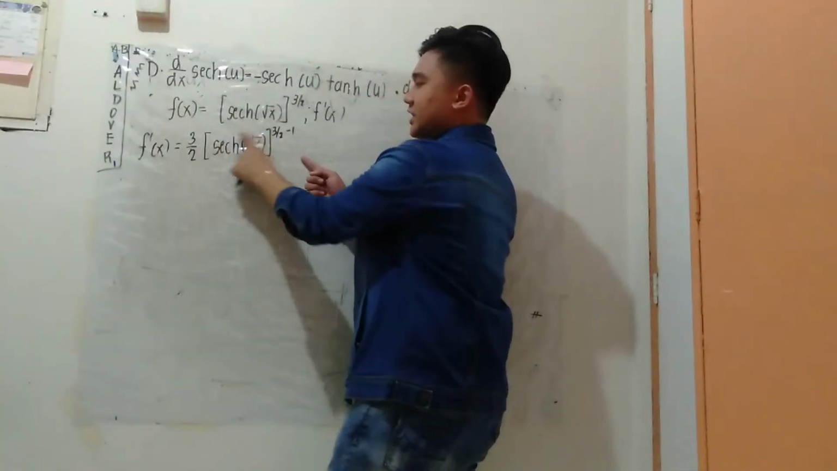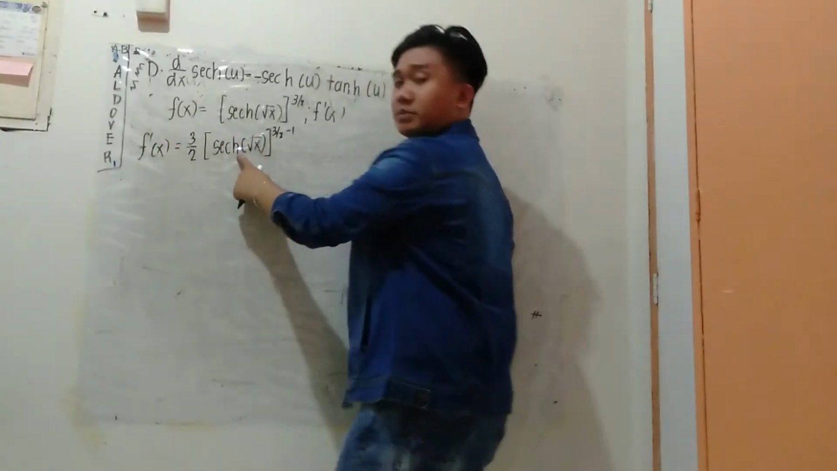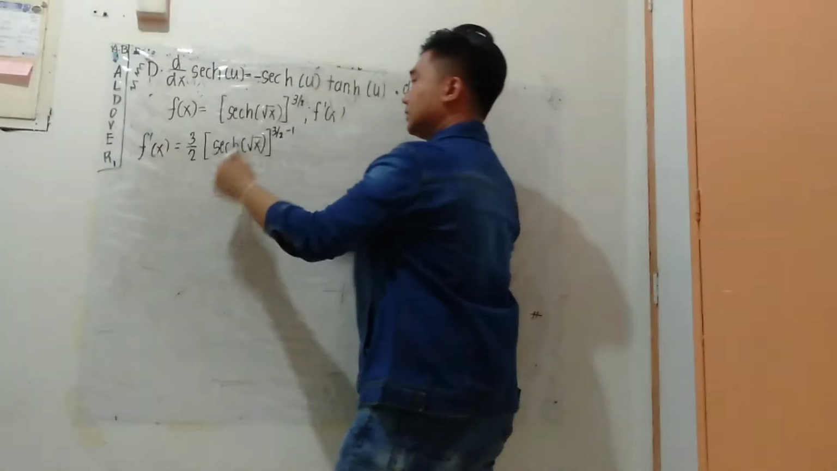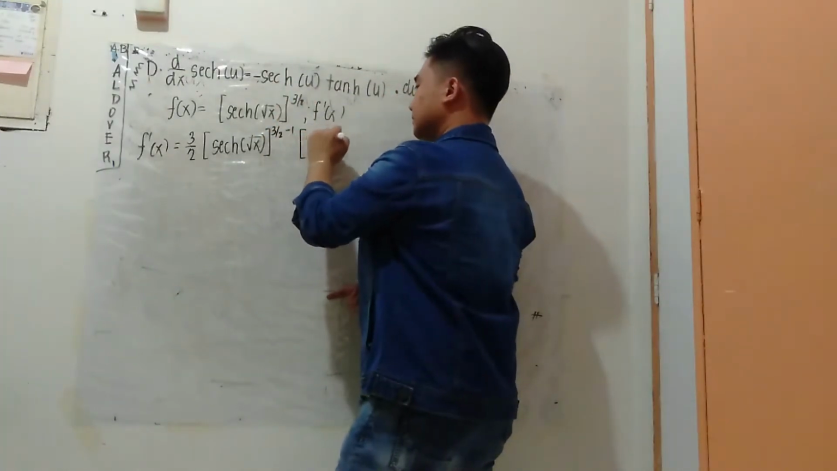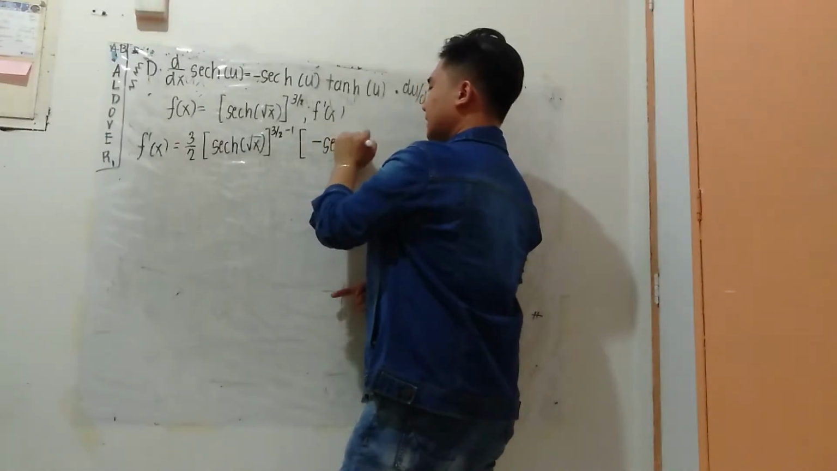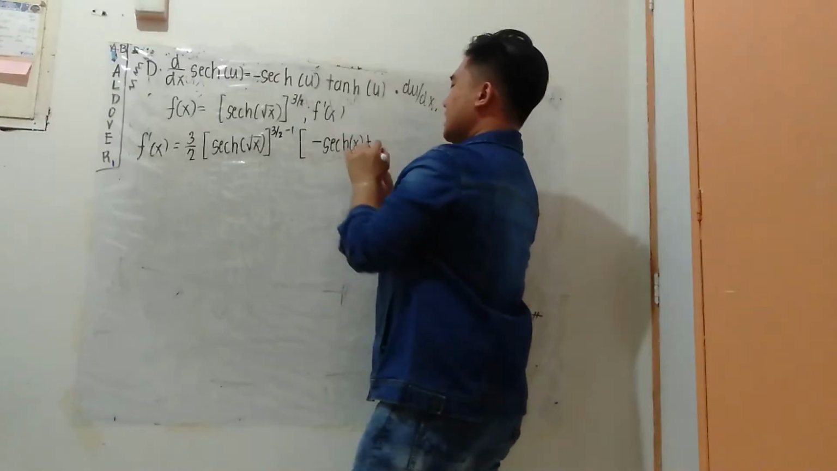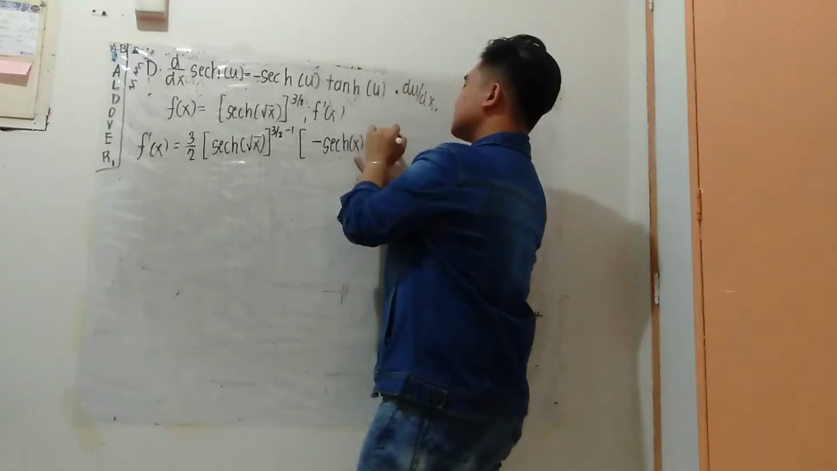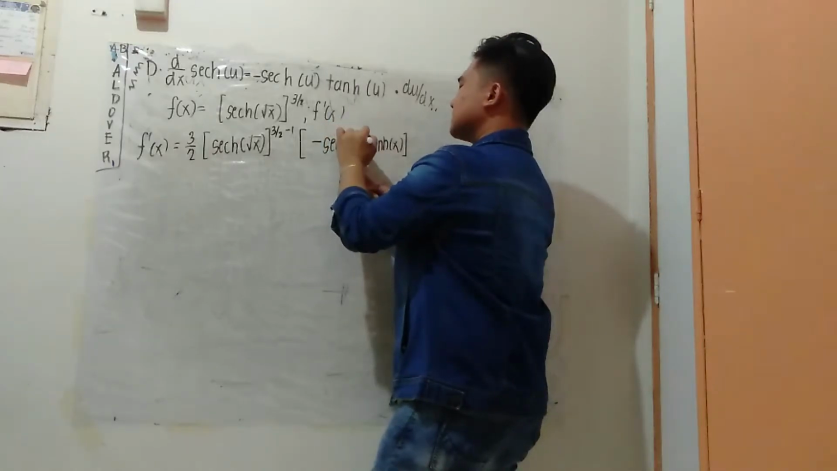Ano bang magiging sagot pag dinifferentiate ko ang hyperbolic secant? Ito lang po. Negative, huwag kakalimutan. Negative sech x, tanh x, square root ng x.